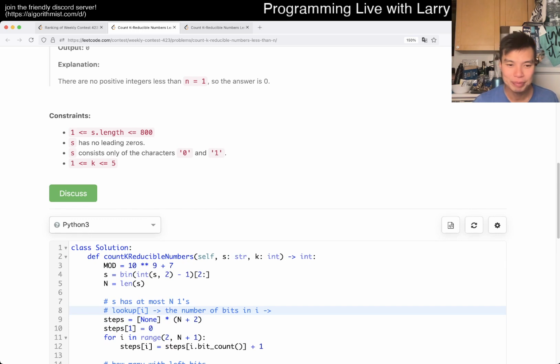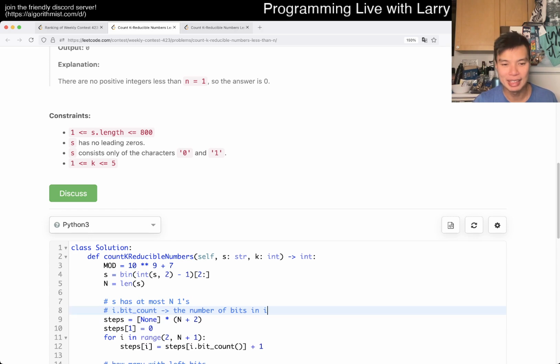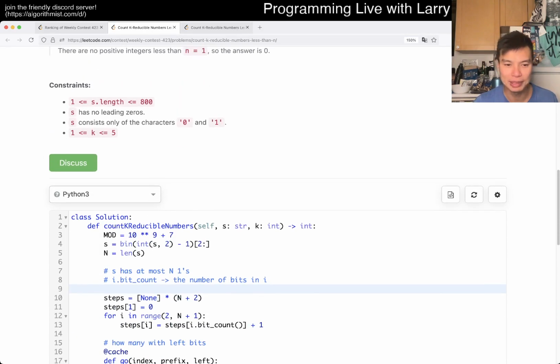So now, okay, maybe I.bit count is the number of bits in I, right? And then now steps of I is just building off steps of I.bit count plus 1. And now I'm just writing a comment that is exactly the code.